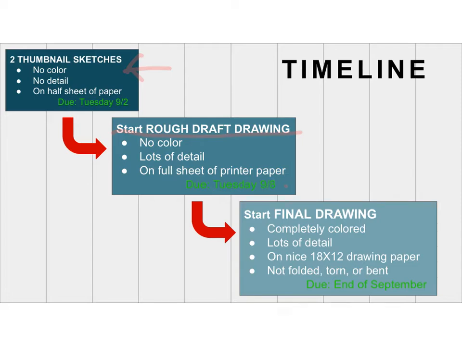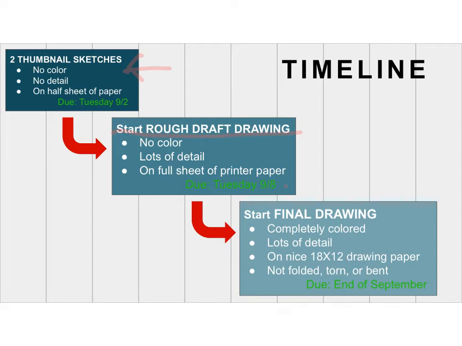And then as soon as you're finished with that, you'll be moving on to the final drawing. The final drawing is going to be done on that nice big white paper that hopefully you picked up from the school. It needs to be completely colored in with colored pencils, and the drawing that you do on that paper needs to have a lot of detail. The paper itself needs to be taken care of. That's part of your grade for this assignment, is to make sure that the paper is not torn or crumpled and that you don't have little folded corners and stuff like that.